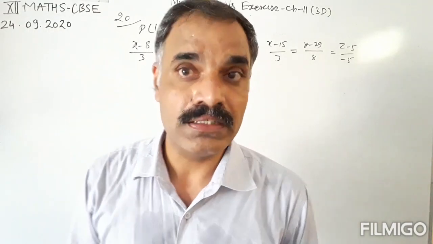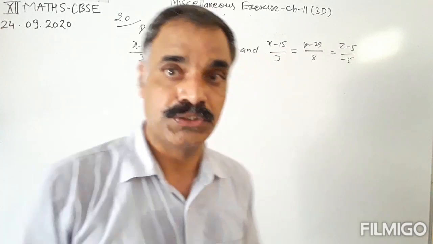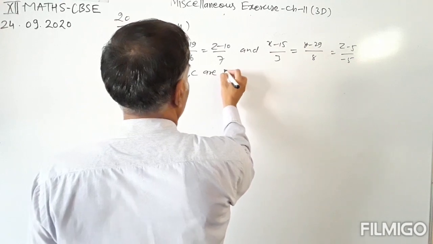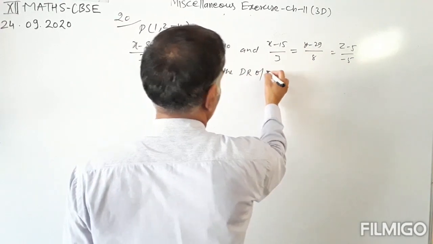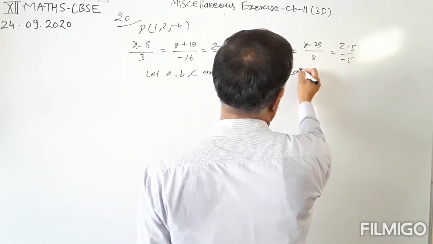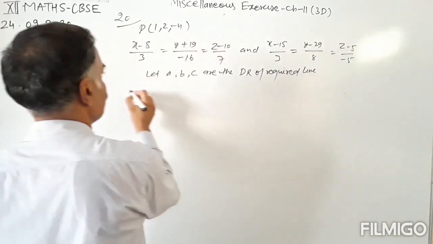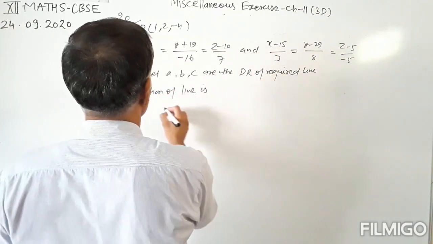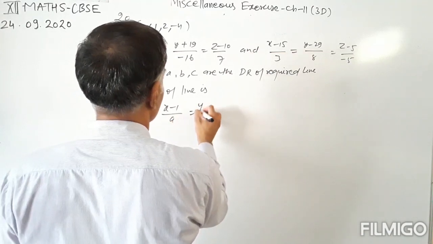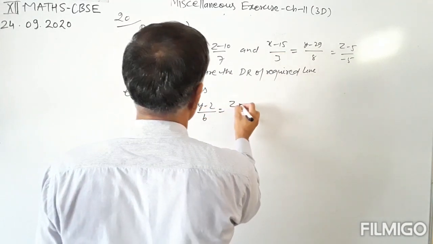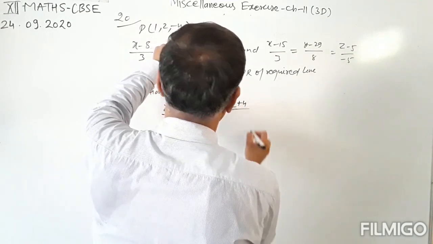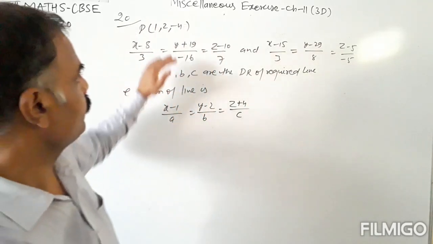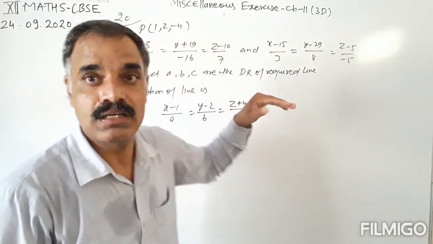Okay, so the main requirement is the direction ratio. Let A, B, C be the direction ratios of the required line. So the equation of the line is (x minus 1)/A equals (y minus 2)/B equals (z minus z1)/C. This is the equation of the line passing through this point, with direction ratios A, B, C.